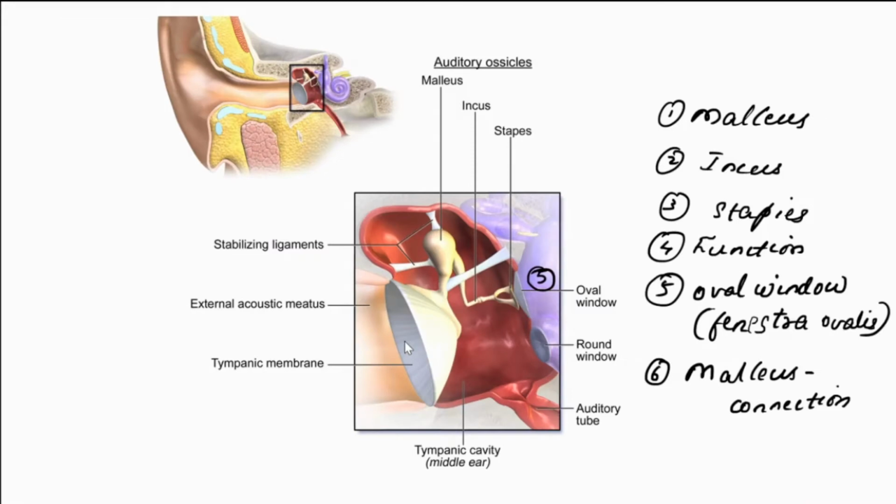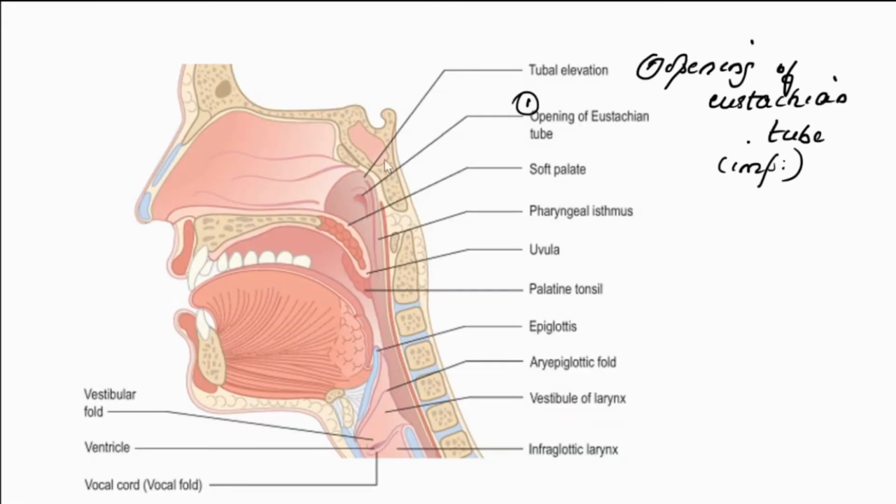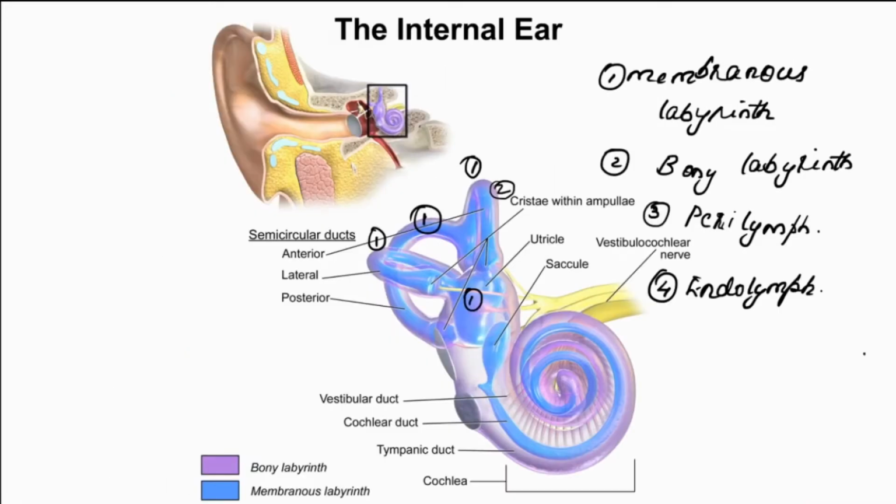So we can see here in this picture, this is the opening of the Eustachian tube to the pharynx. Okay. So up to here we have learned about the external ear and middle ear. Next is the internal ear. In the internal ear, we are going to see the very complex and important parts of the ear.